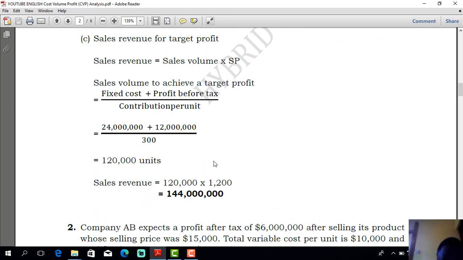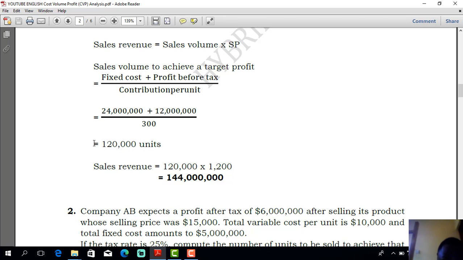Then you can just substitute in the question and end up with 120,000 units. So this is the sales volume in units. You need to sell 120,000 units to achieve a profit of 12 million. But the question needs sales revenue, not sales units. So to obtain sales revenue, you take sales units or sales volume times selling price, and you end up with $144 million, just as the formula here states.